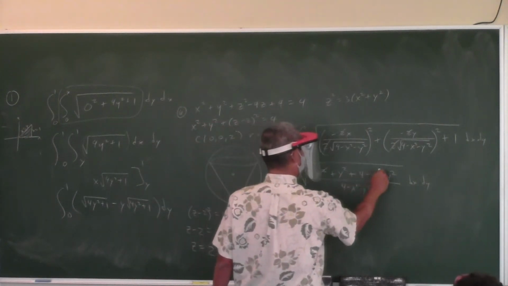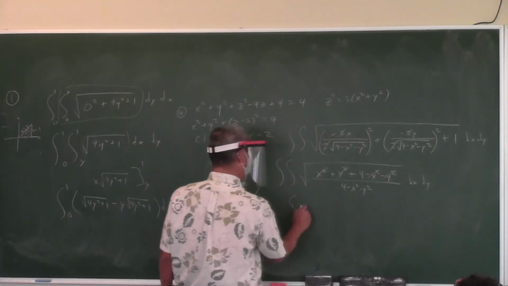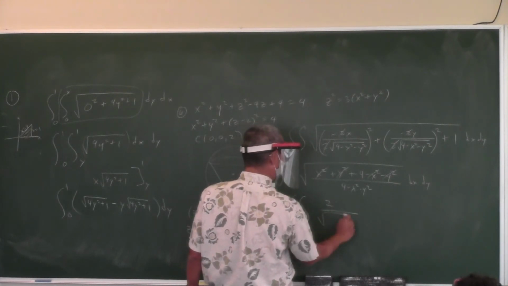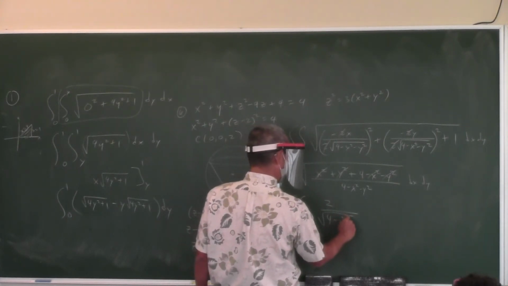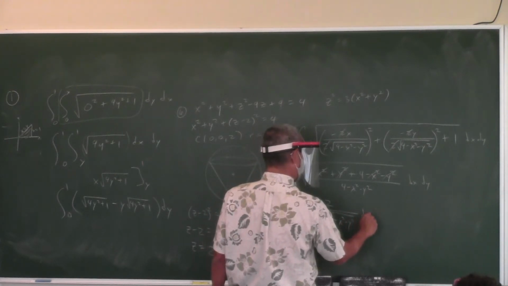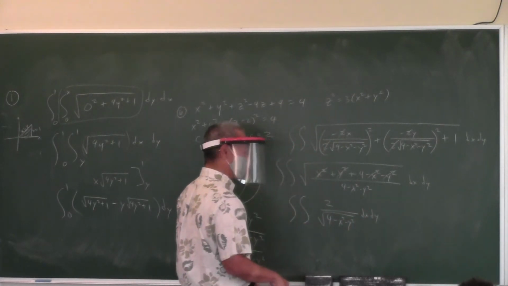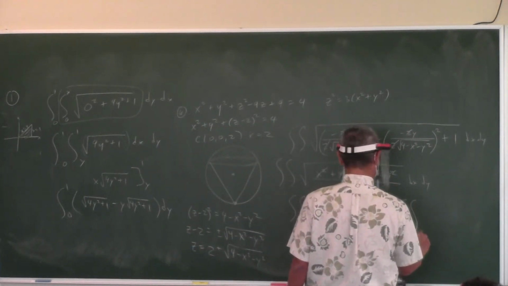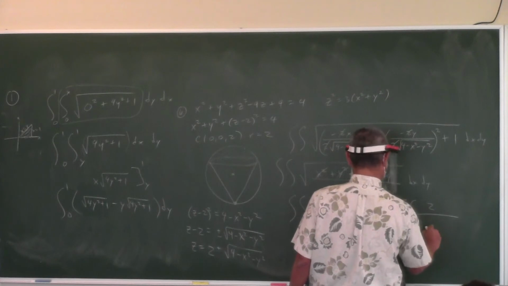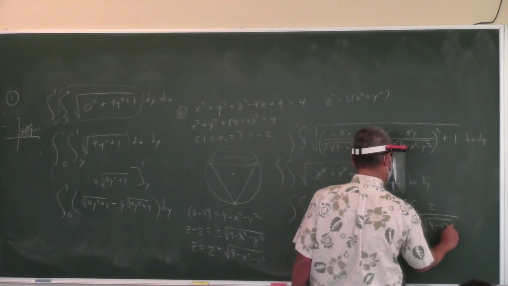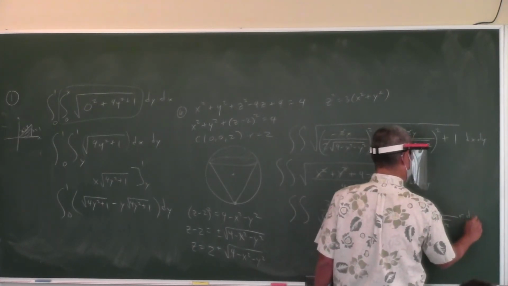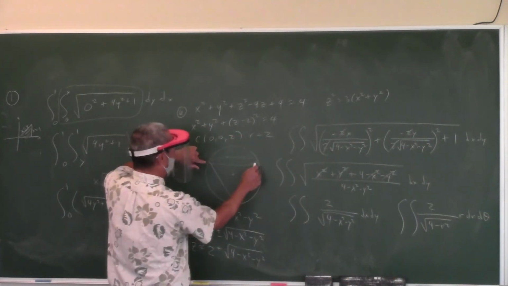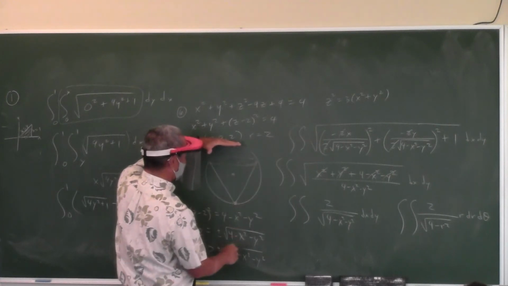Just take a position and stay with it. These cancel out. So you get double integral of 2 over root 4 minus x squared minus y squared dx dy. But since we have this quantity there, you probably want to do polar, yeah? So in polar it's going to be 2 over square root of 4 minus r squared, and then you've got r dr d theta.